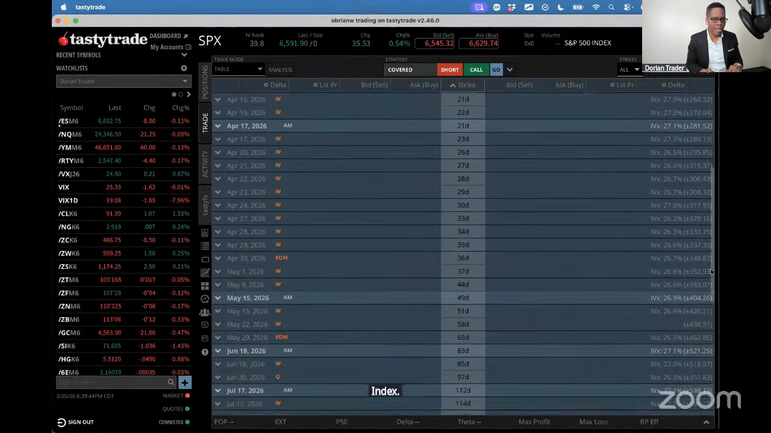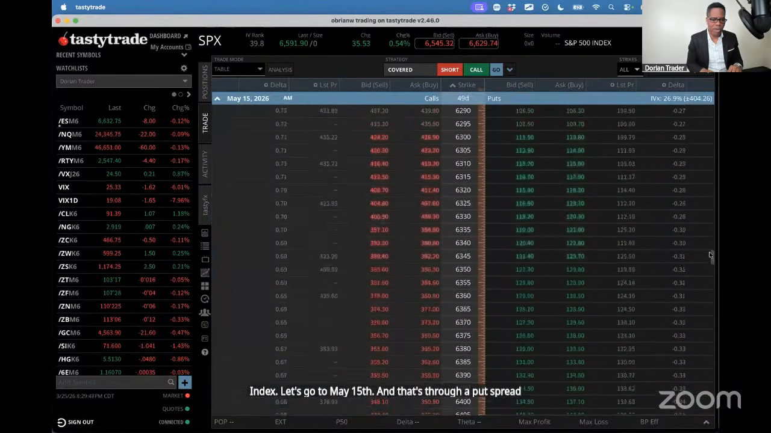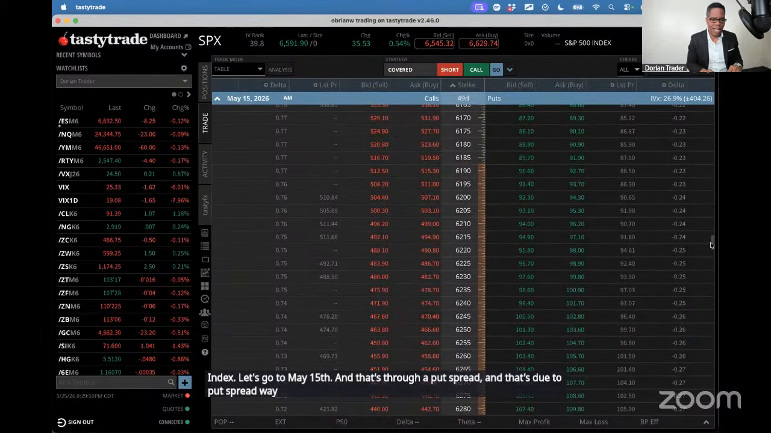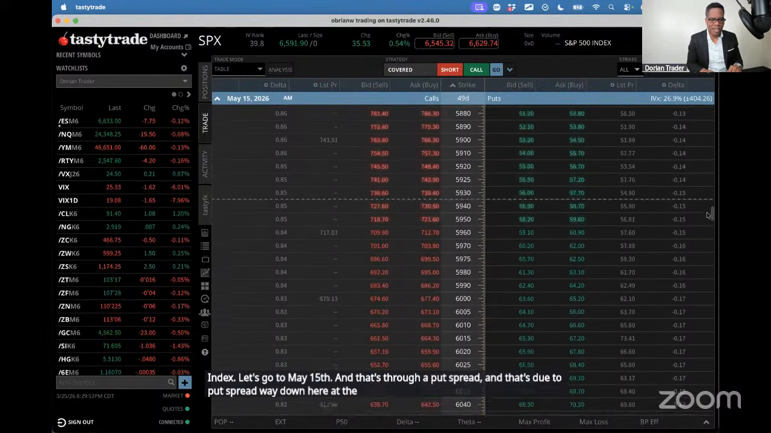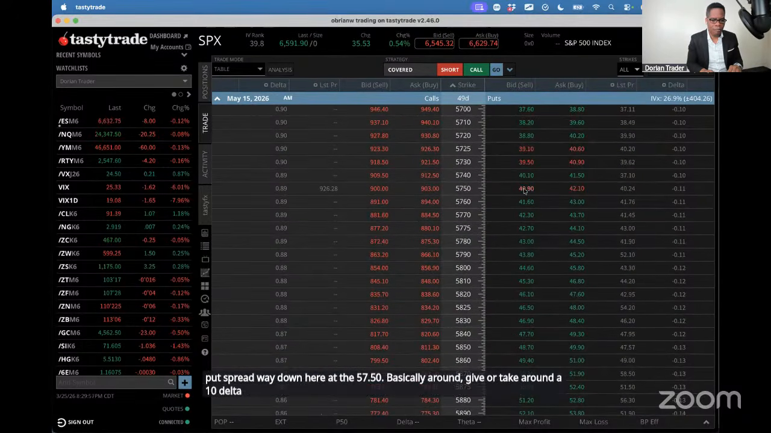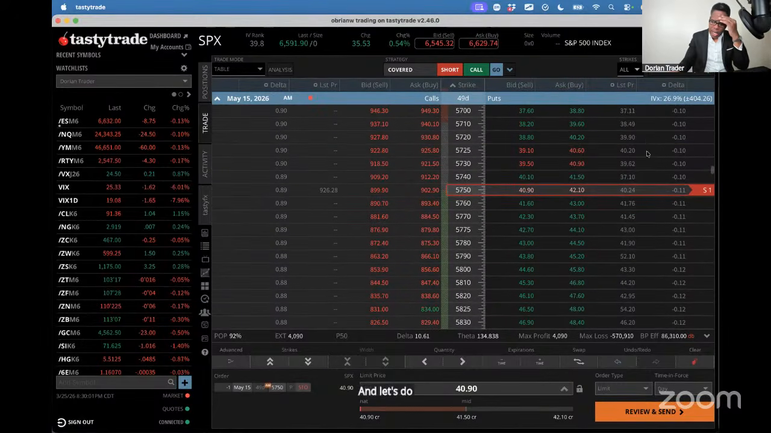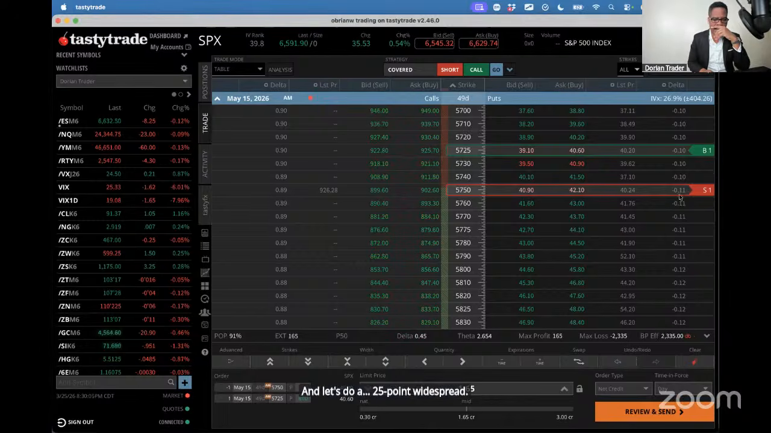Let's go to May 15th and do a put spread way down here at the 57.50, around a 10 delta. And let's do a 25 point wide spread. This is semantics. If you did this trade with the SPX, you'll collect about 165.